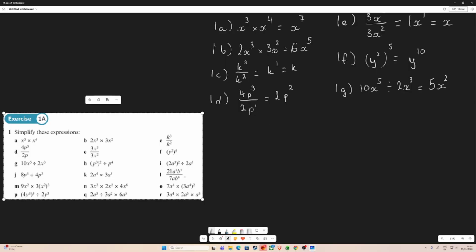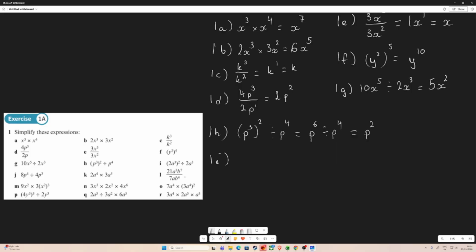Let's carry on. So 1h. We have p cubed all squared divided by p to the 4. Let's do it step by step. The first part is 3 times 2 is 6, so that's p to the 6 divided by p to the 4, which of course is p squared.